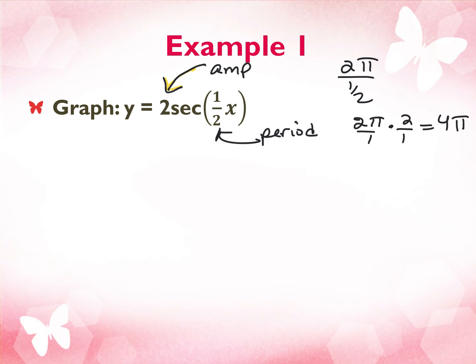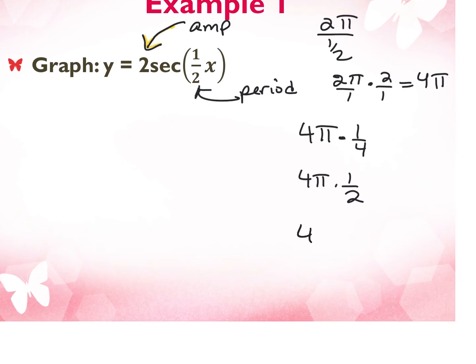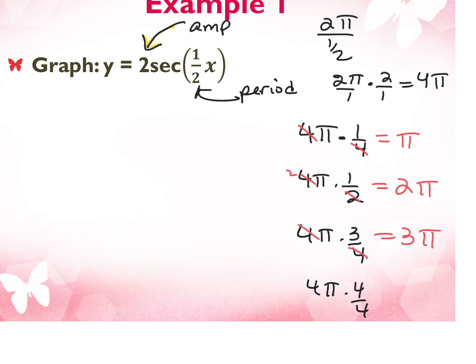Remember, when there's not a horizontal shift, I take that period length and I break it into quarters. Multiply it by 1/4, 1/2, 3/4. And again, I can show the 4 over 4. So this simplifies, becomes pi. This also simplifies, becomes 2 pi. This one simplifies, becomes 3 pi. And 4 over 4 is 1, so 4 pi. These are going to be the points that I label on my x-axis.